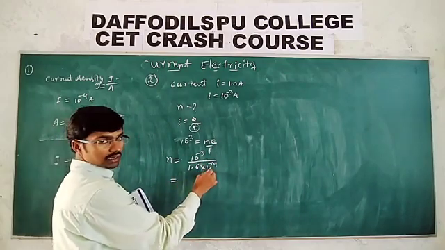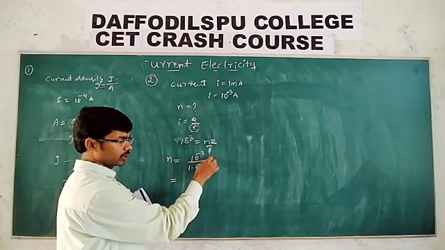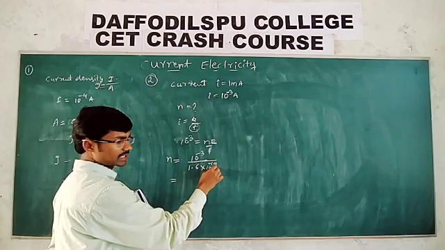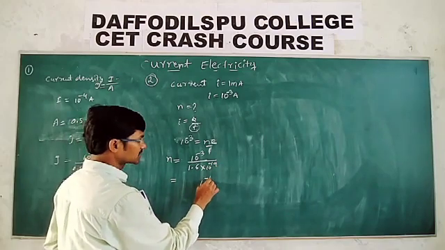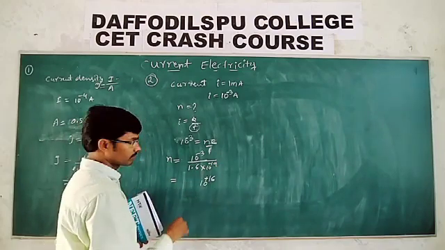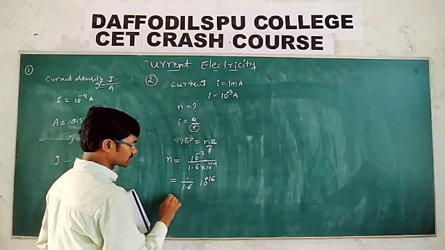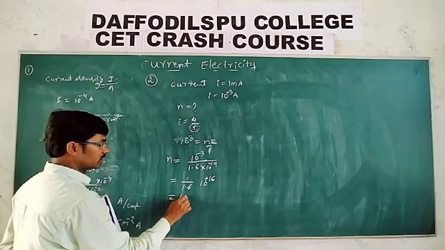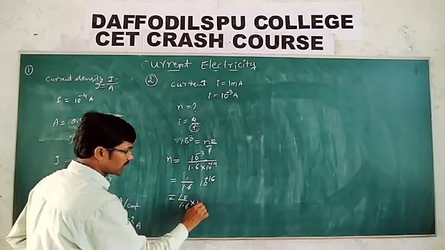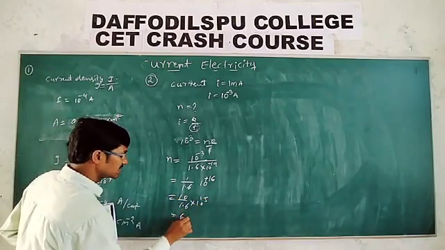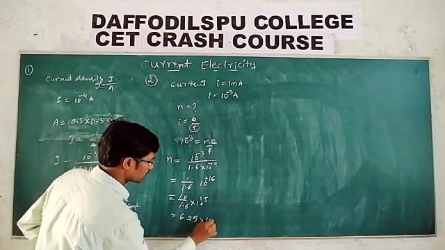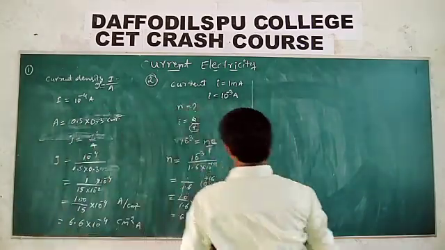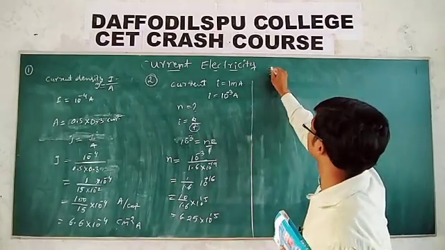If you take this 10 power minus 19 to the numerator, it becomes plus 19, 10 power minus 3 into plus 19, 10 power plus 16, 1 by 1.6. But you take here 10 power 16 as 10 into 10 power 15. 10 by 1.6 into 10 power 15, which is 6.25 into 10 power 15 electrons in 1 milliampere of the current. Let us see the third one.